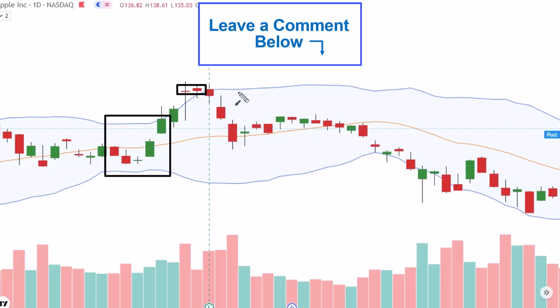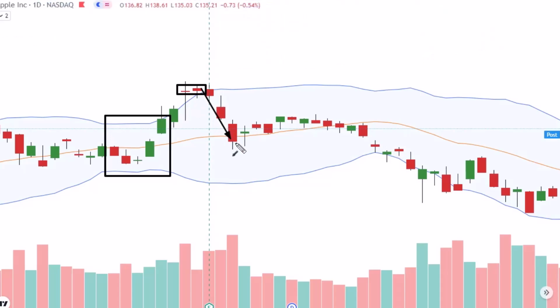And remember, this is just a scalping trade, so here is literally the 20 moving average, your mean, and it comes back to the mean. So we scalp this puppy back down here.